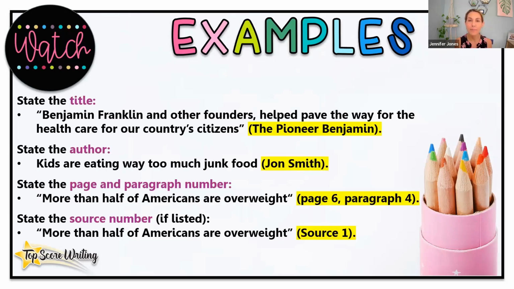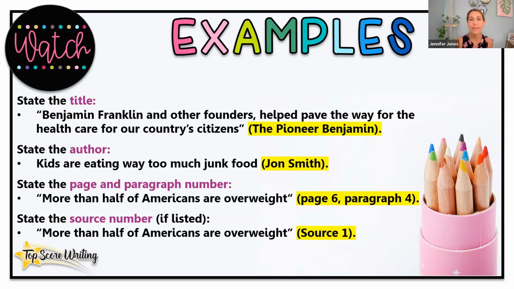At the top is an example of parenthetical citations where we are citing or referencing the title. And the example says, Benjamin Franklin and other founders helped pave the way for the healthcare of our country's citizens. And then in parentheses, you see the pioneer Benjamin. The second example is going to show you paraphrased evidence followed by the author's name. The third example is going to show you quoted evidence followed by the page and paragraph number. And the last example is going to show you quoted evidence followed by the source number.